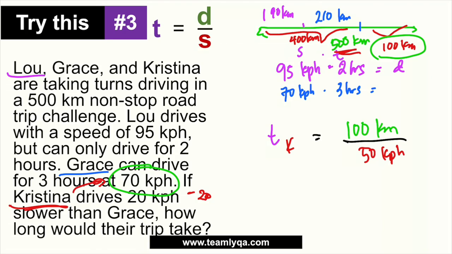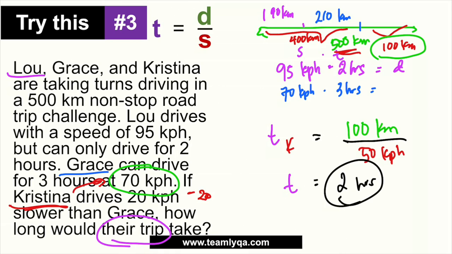And now that I have that, malalaman ko na yung time ni Christina, kasi 100 divided by 50 is 2 hours. Now, yung 2 hours na yon, exciting na hanapin sa options agad at yung unang 2 na makita mo, yun ang sagot. Pero if you think about it, ang question ay, how long would their trip take? So, dahil lang hinahanap is kung gaano kahaba yung kanilang buong trip, okay, buong biyahe yan, ibig sabihin, kailangan ko idagdag yung 2 hours ni Christina dito sa 2 hours ni Lou sa 3 hours ni Grace at pagsamasamahin lahat ito at yun ang magiging sagot.